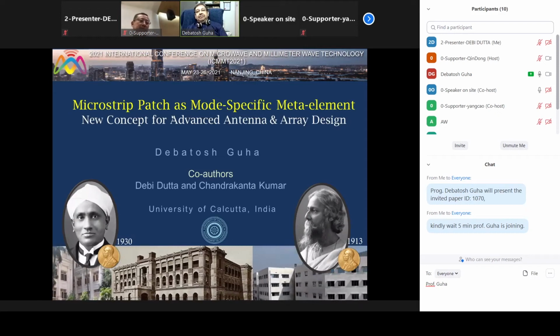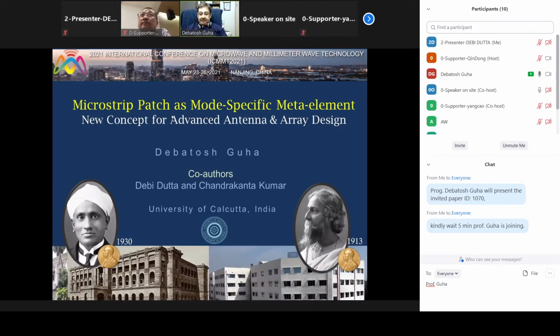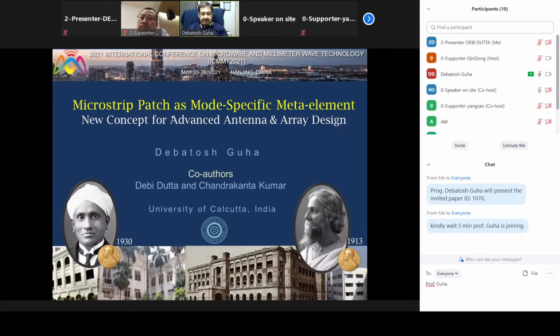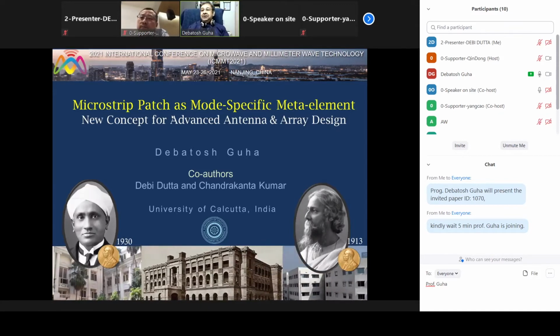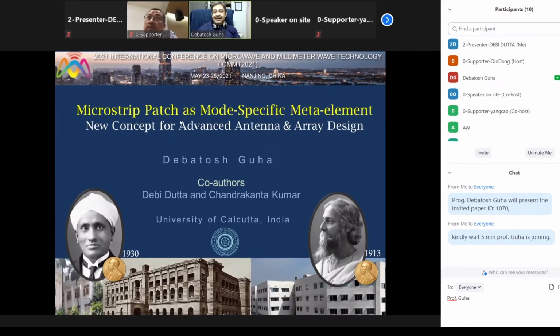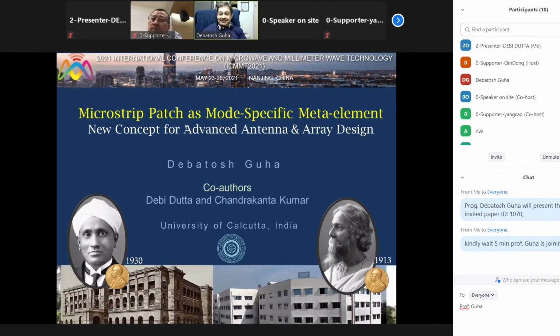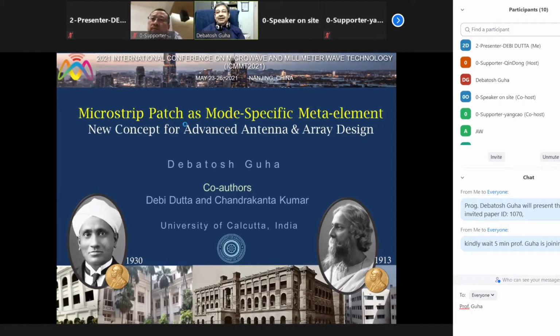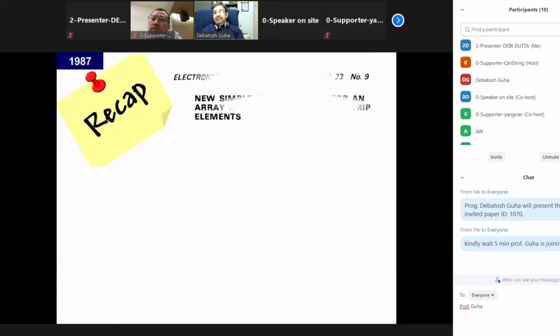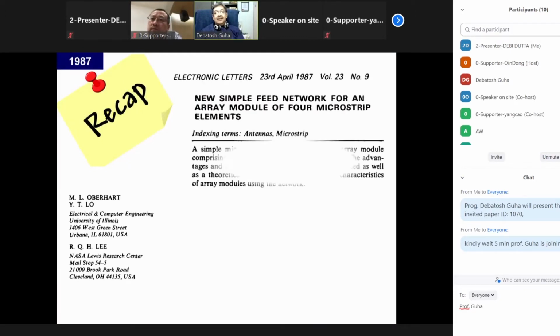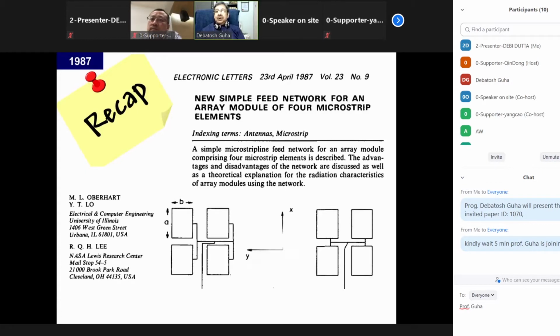The microstrip patch as a more specific meta element, totally a new concept I'm going to disclose today in this conference, and with a quick recap. Microstrip antenna, you know, it started its journey long ago, but in practice, in reality, it is in the early 80s.